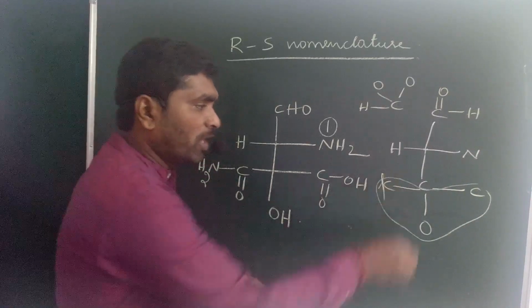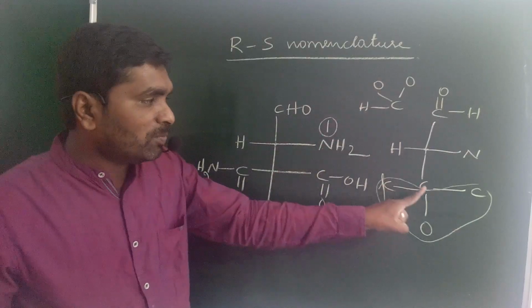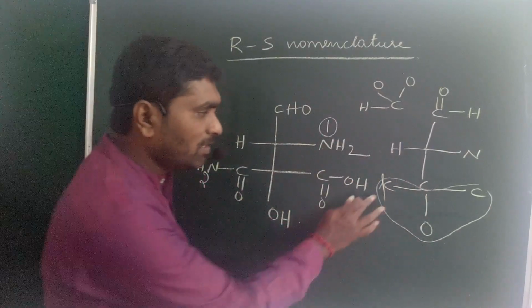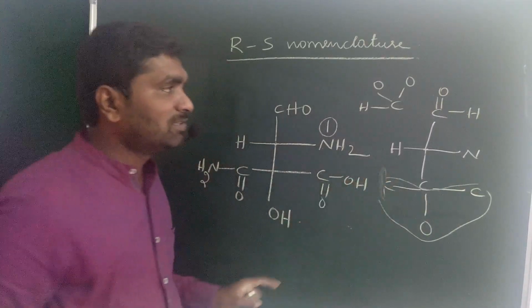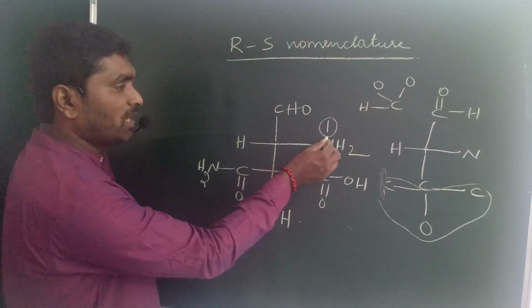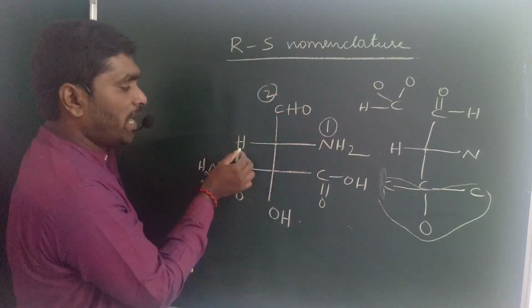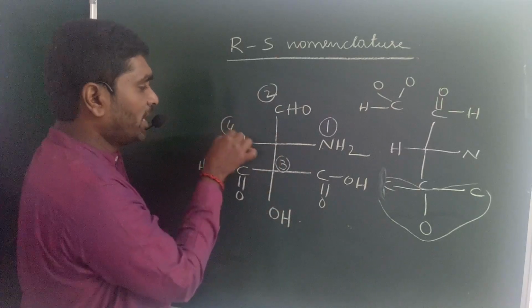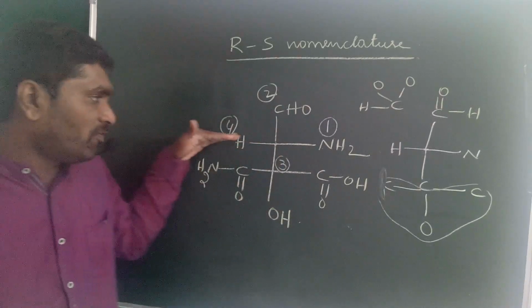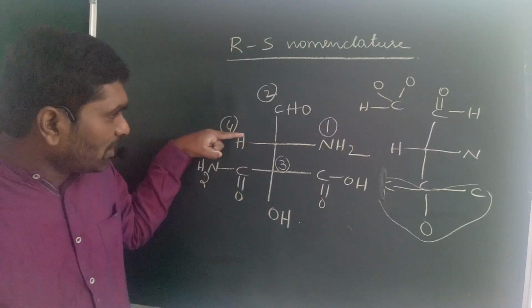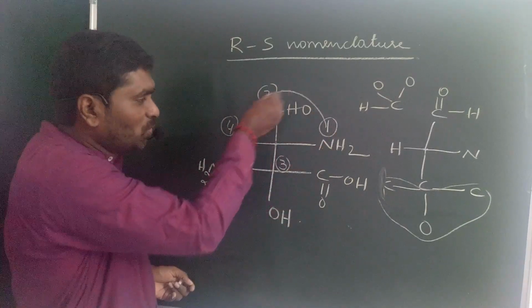Maybe this were chlorine. Compared with the CHO group, this would have the higher priority. But this is a carbon, so this CHO group has the higher priority. 1, 2. Hydrogen, carbon: carbon has the higher priority. 3, 4. Look at this one. When you see from this side, the hydrogen atom is the least priority group. The remaining groups are 1, 2, 3.